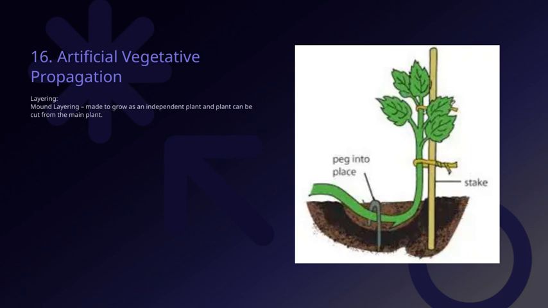It's a practical method for propagating certain plants efficiently. This technique is a part of artificial vegetative propagation, which is all about human intervention to multiply plants. It's especially useful when we want to produce new plants that are genetically identical to the parent. Overall, mound layering is a simple yet effective way to propagate plants, connecting directly to our theme of how humans can propagate plants through various techniques to meet horticultural and agricultural needs.